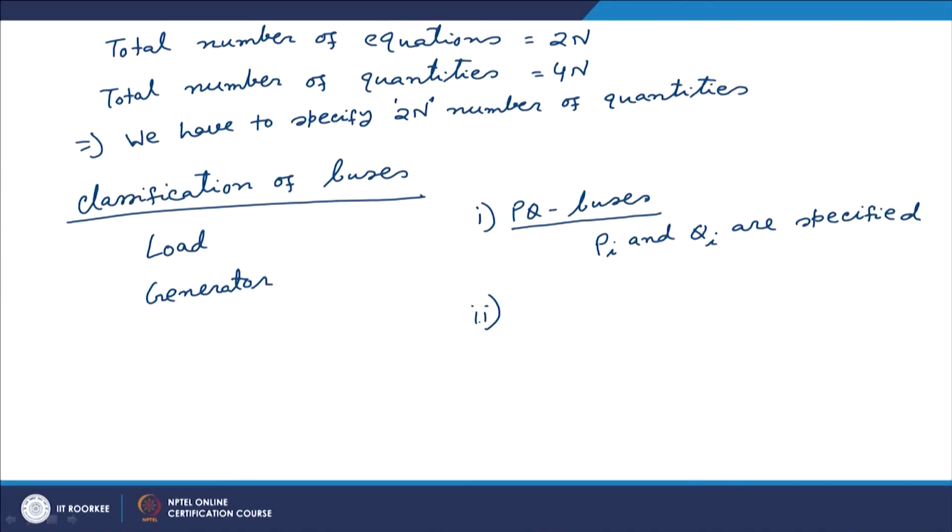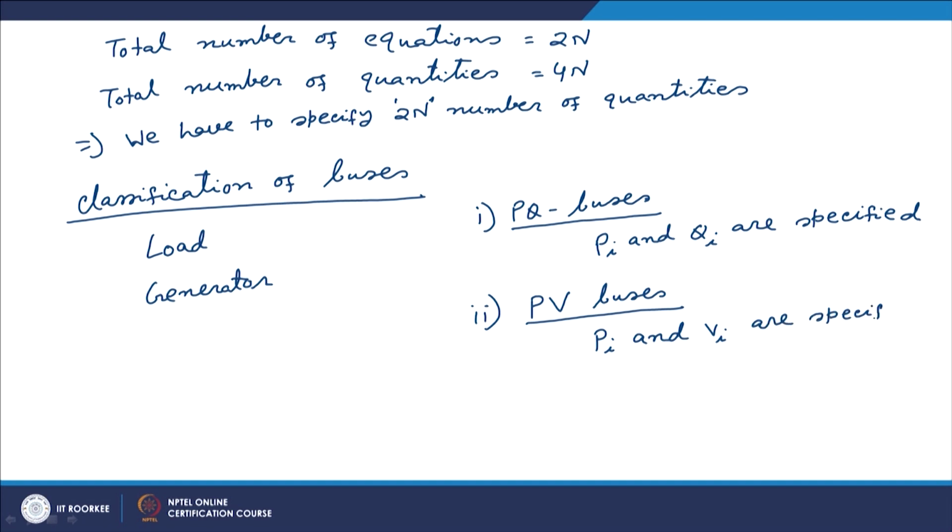Then we have other buses at which there are generators connected. At these buses where generators are connected, we call them PV buses. Now, why do we call them PV buses? When we call them PV buses, here we specify PI, that is the injected real power, and the voltage magnitude.